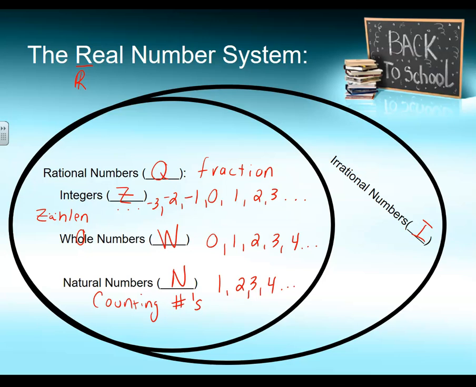If you look here, it builds up. Natural numbers are a subset to whole numbers. Whole numbers are a subset to integers. Integers are a subset to rational. Irrational cannot be turned into fraction. Cannot be fractions.